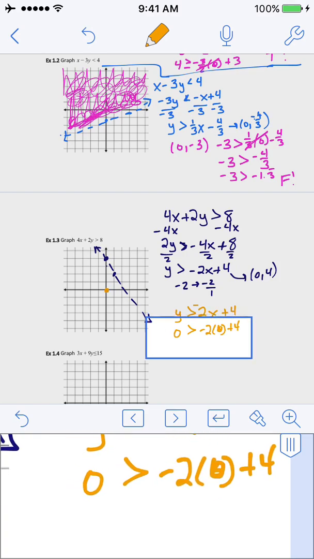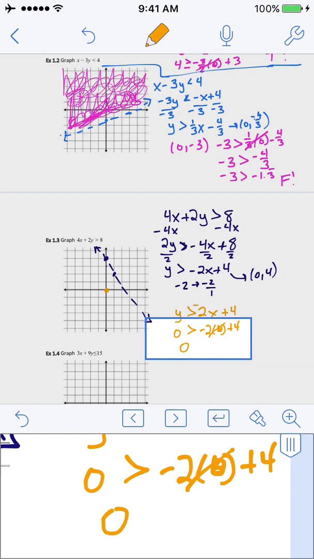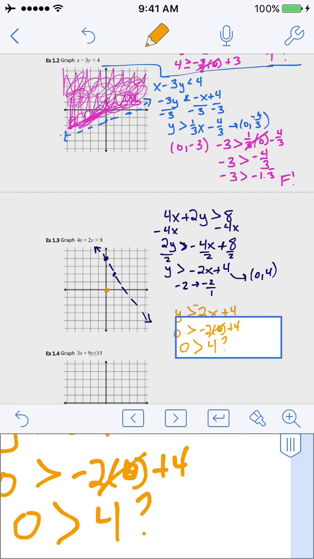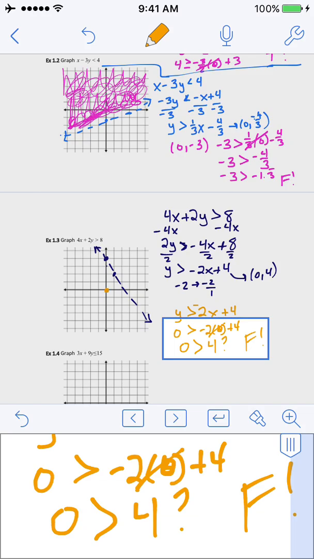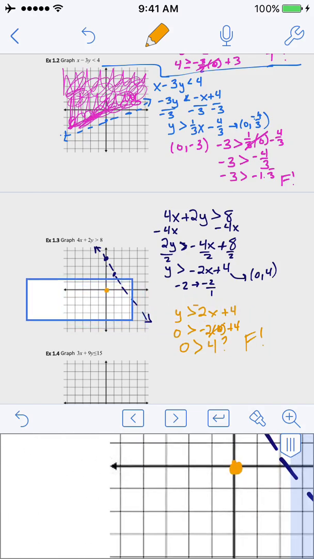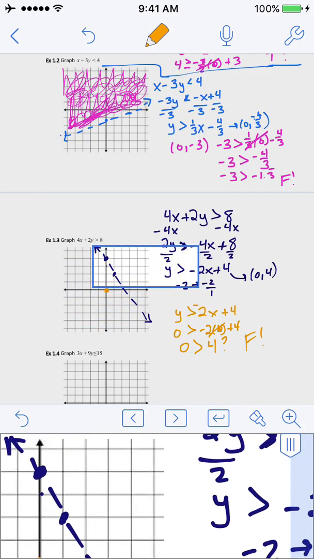0. That gets rid of that. Is 0 greater than 4? Is that actually a true statement? No. That is false, right? That doesn't make any sense whatsoever. So I know that this side cannot be my true side, right? This can't be the side that's supposed to be true. So it's got to be this side. It's got to be that side.